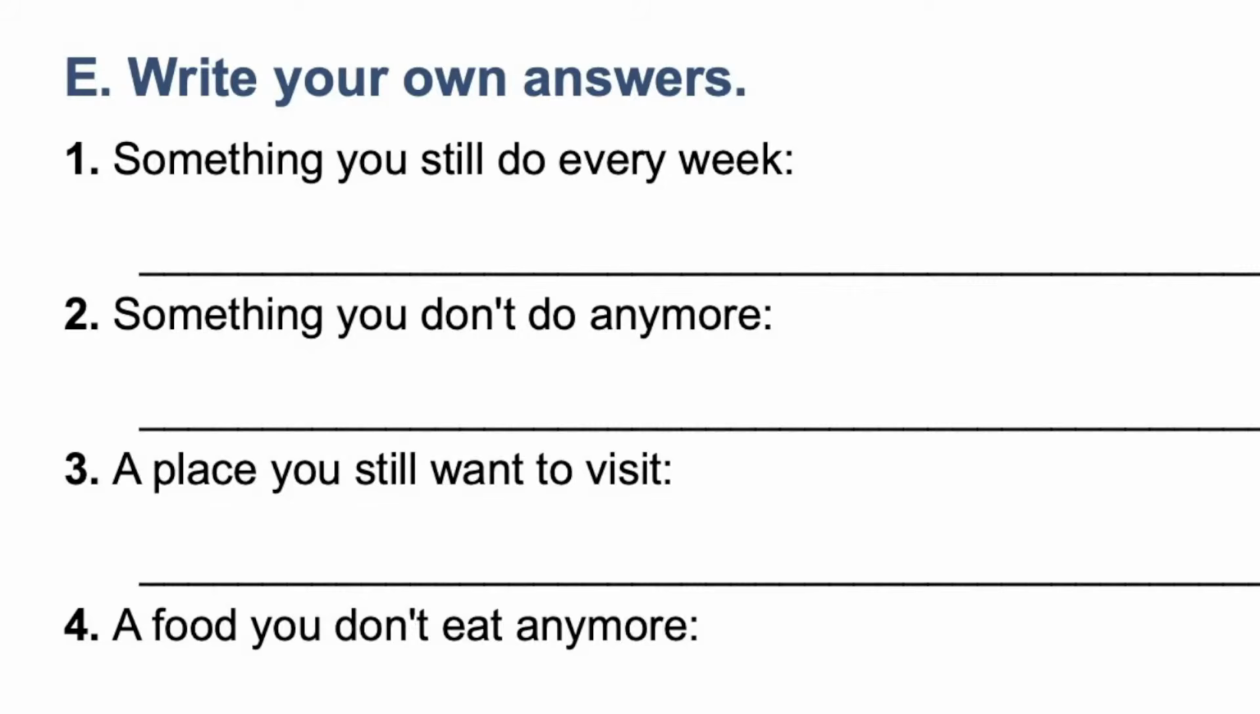Okay, I'm going to put 3 minutes because I'm looking at the clock and we still have to do our quiz. So let's go three minutes. Write your sentences. Something you still do every week. Something you don't do anymore. A place you still want to visit. A food you don't eat anymore. 3 minutes. And then we'll do the quiz on top of the chat. Top of the chat, there's a white box. In the white box, there's a sentence. There's a missing word. Choose the best word for the sentence.